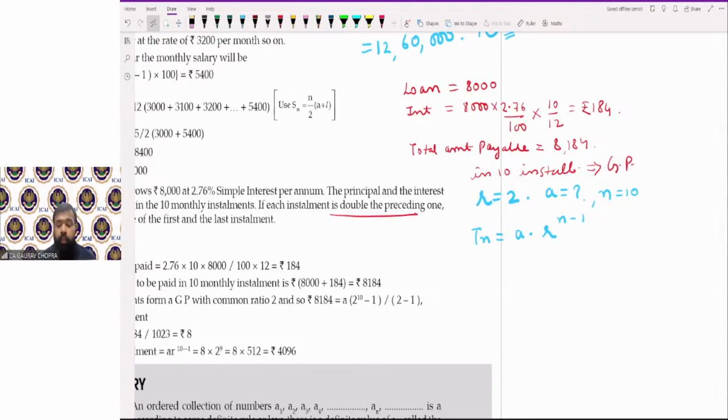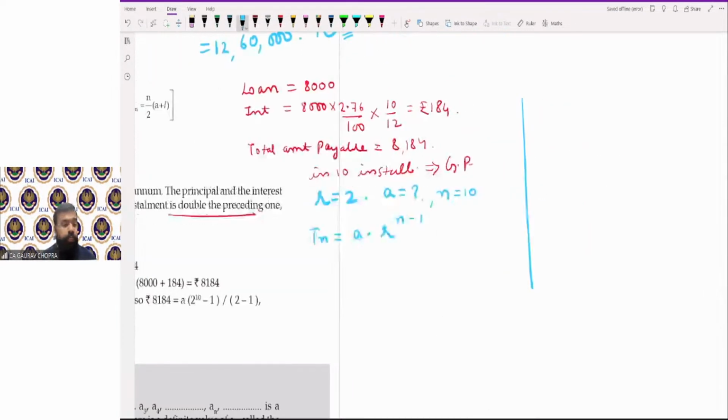You don't have A available, so how can we calculate A using the formula of sum? Let's check the sum formula: Sn is equal to a into r to the power of n minus 1 upon r minus 1. The sum is available, 8184, then 2 to the power of 10 minus 1 upon 2 minus 1. Okay, so let's simplify this.